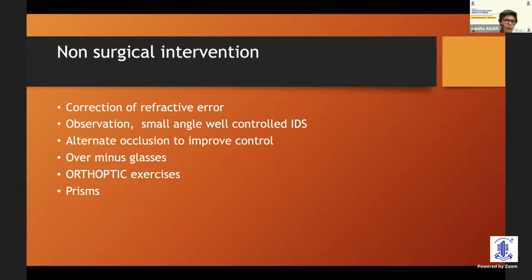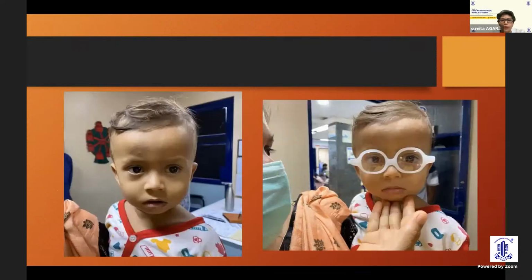there is a large study recently which has proved that over minus therapy can sometimes lead to myopia. So be a little bit cautious in younger children with over minus glasses. And orthoptic exercises, of course, can be prescribed in slightly older children and in young adults, and prisms as a temporizing method.